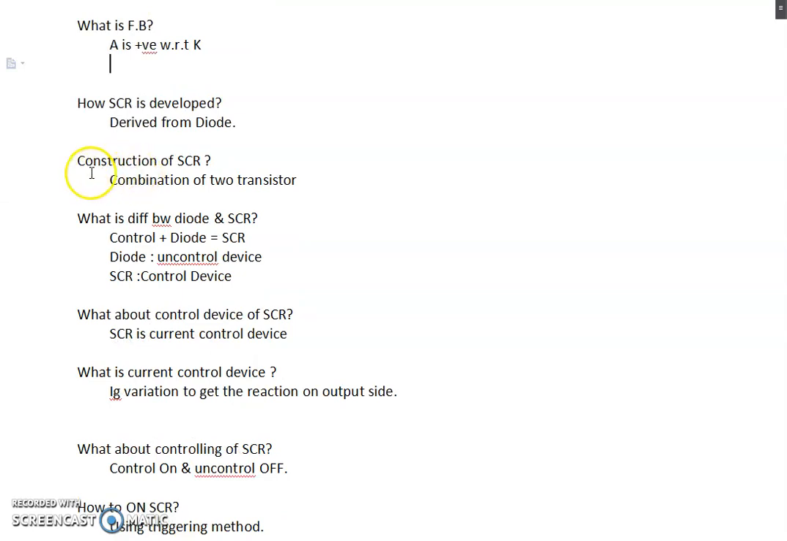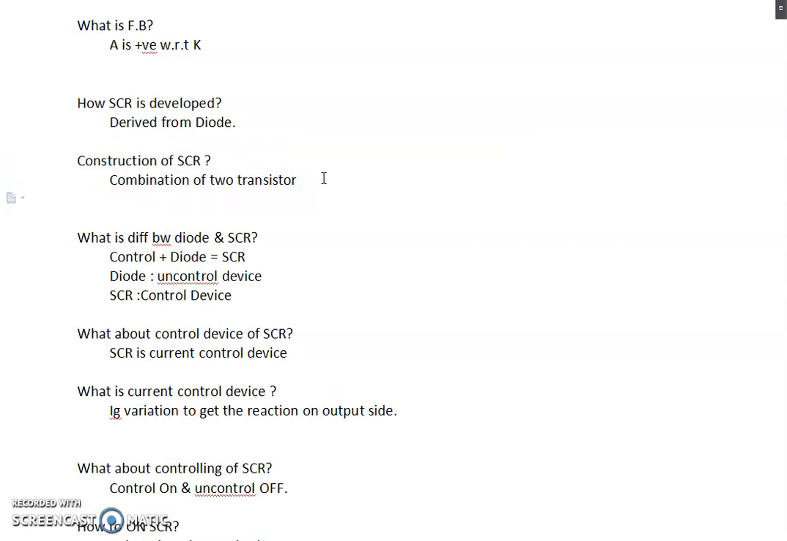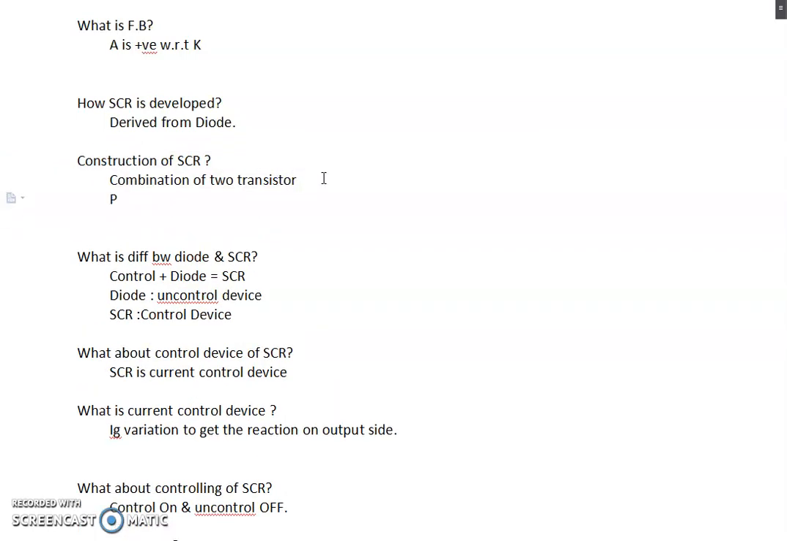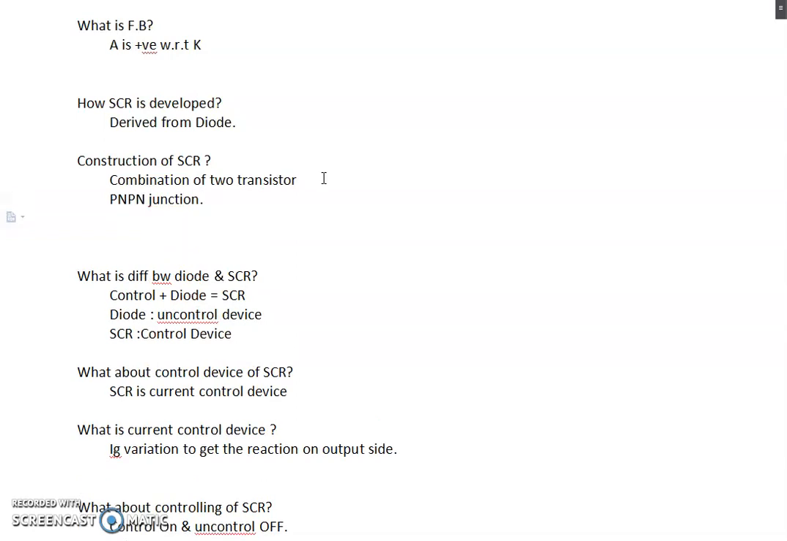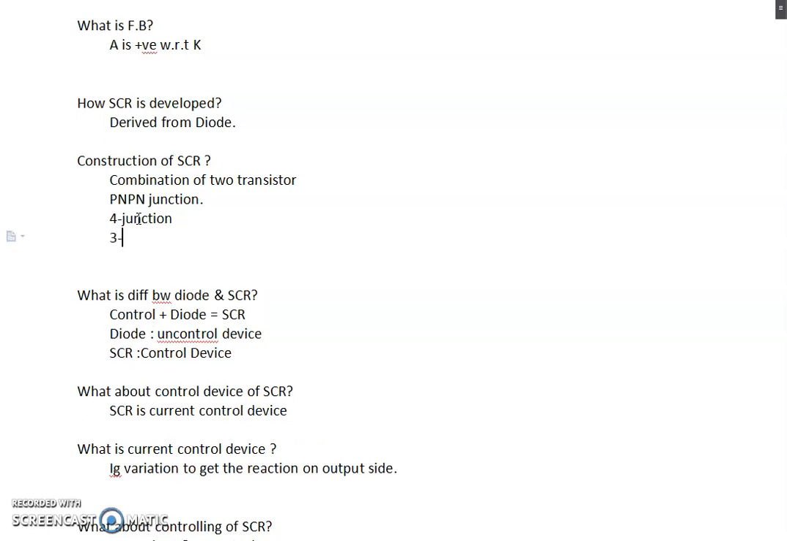Then next, the construction of the SCR. It's a combination of two transistors. What is the construction of the SCR? It is a combination of PN junctions. It consists of 4 junctions and 3 layers.